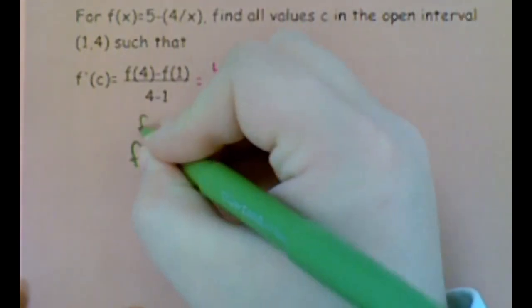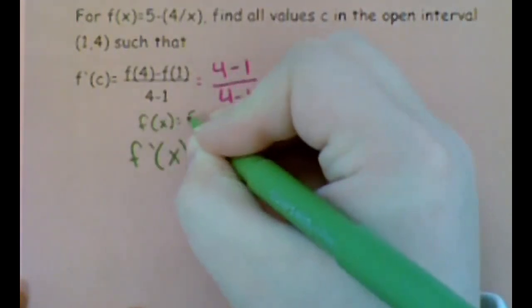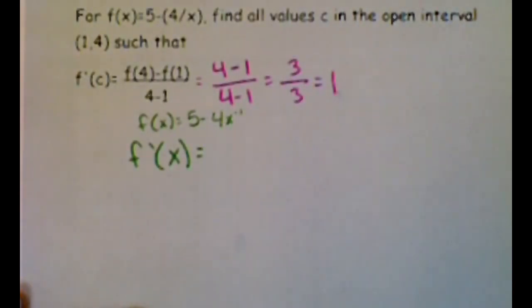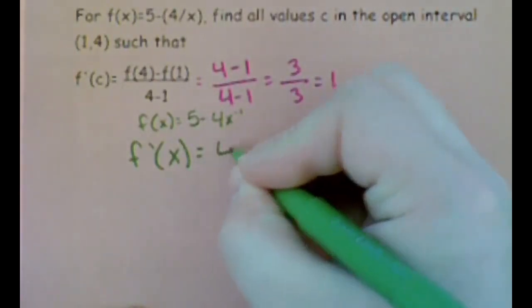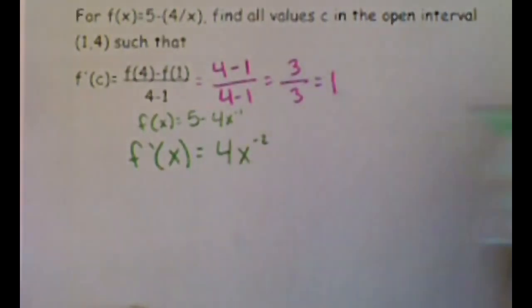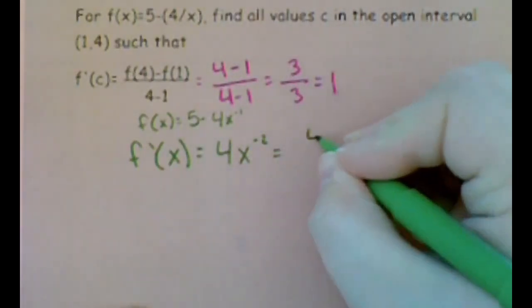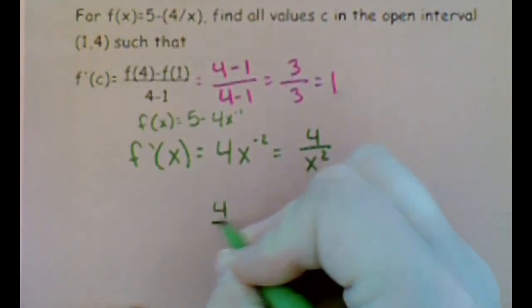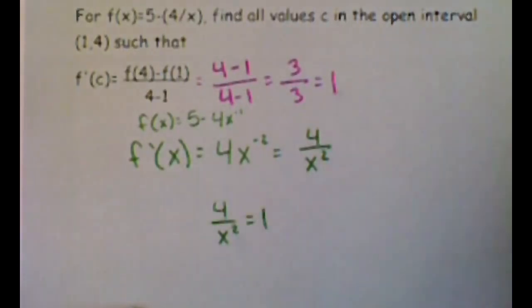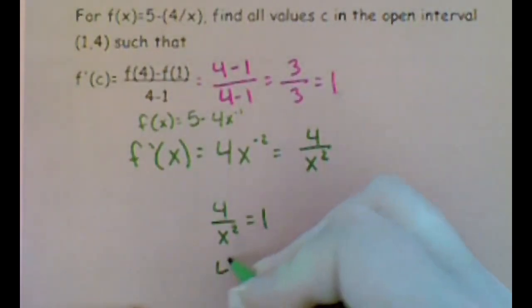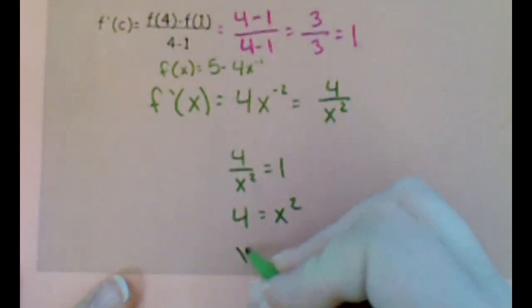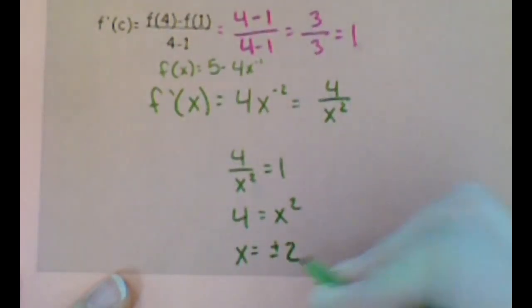So let's remember that 5 minus 4 times x to the negative first power is the same thing. Bring down that negative 1, I get 4x to the negative second power, which is 4 over x squared. I want to know when 4 over x squared equals 1. Well, I'd multiply my x squared over, and then square root, so x equals positive or negative 2.